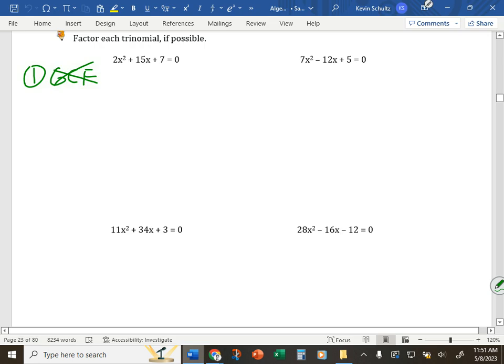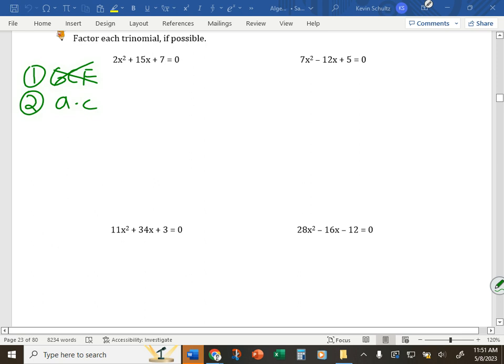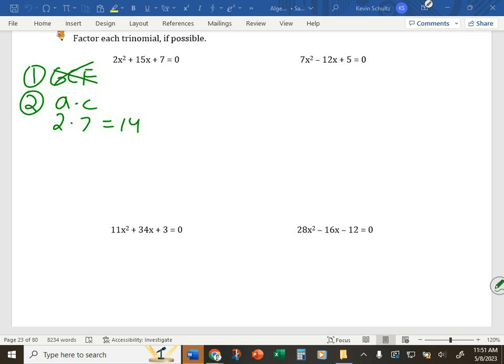All right? So, with no GCF, we can go straight to step 2, which is multiply that A and C term together, which in this case is 2 and 7, and that gets us 14. So then, we're looking at our number puzzle, step 3: 2 numbers that add to be 15, and those same 2 numbers multiply to equal that AC term we got from step 2, that 14. If you didn't get that, fix it. Okay, pick up from here.